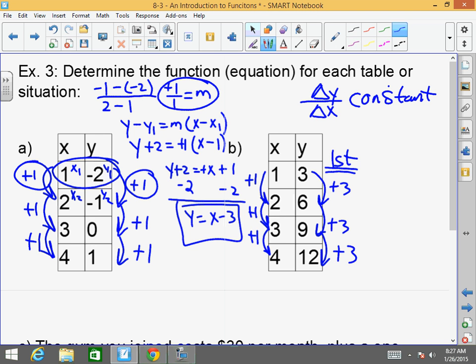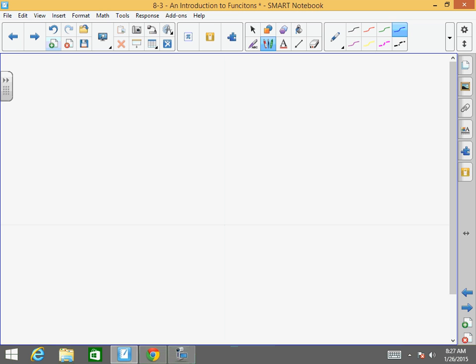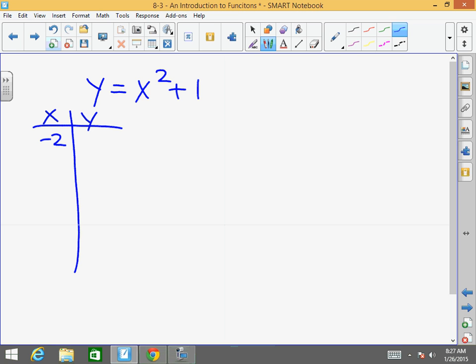Let me give you one example real quick. Let's make an easy one so we can continue. Let's just look at x squared plus 1. Let's make a table here right quick. Negative 2. Well, let's just do it easy.